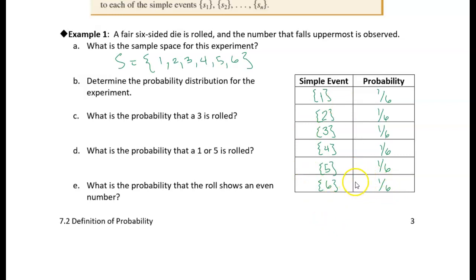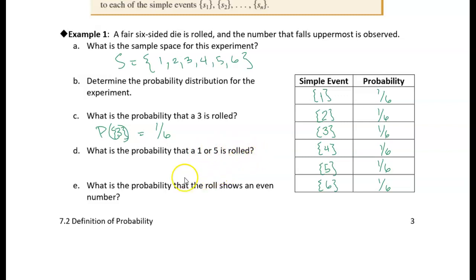What is the probability that a 3 is rolled? Okay, so the probability of a 3. Sometimes I write it this way. Now I could write it as a simple event. I'm just going to say, what's the probability of 3? I could do this and make it an event, which is a set. But the probability of rolling a 3, I could just read right off the table. It's just 1/6.